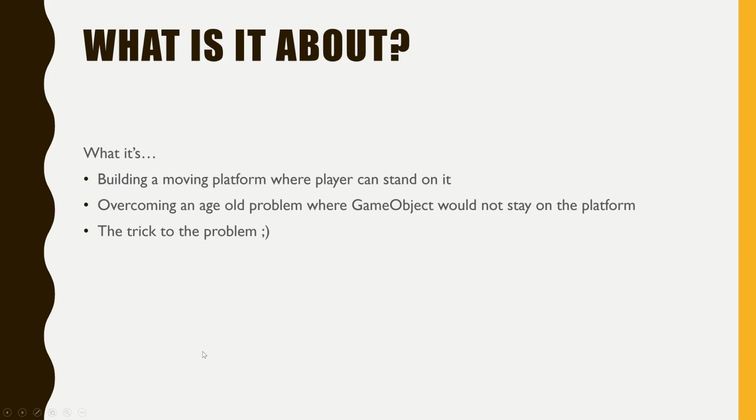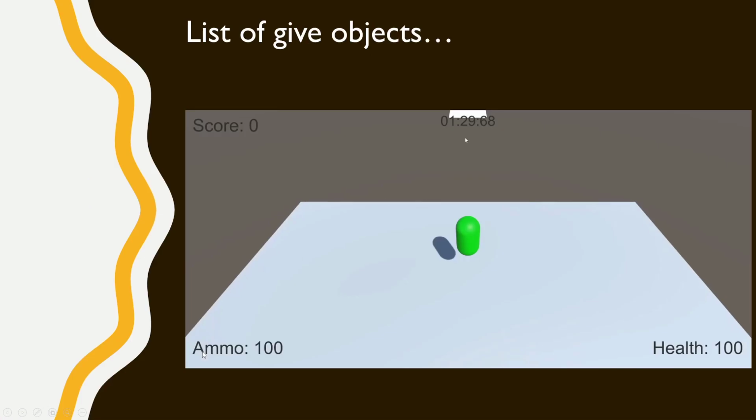I think last semester, most of you guys tried, and you encountered lots of problems, such as the player not following the platform, and you've got to move the player with the platform in order to stay on it. So it's an age-old problem, whereby the object on the platform wouldn't stay. In this guide, we're gonna talk about a trick to solve this age-old problem.